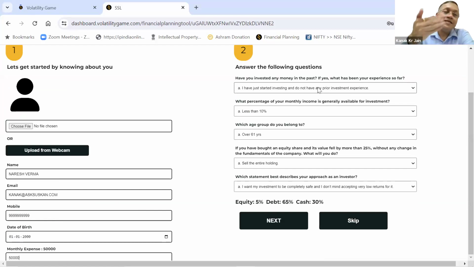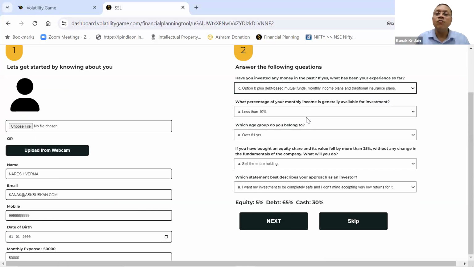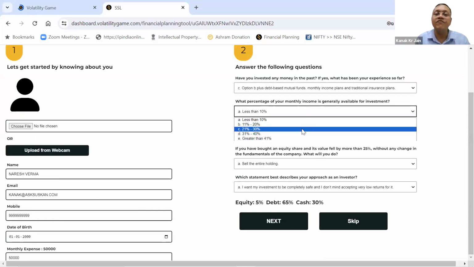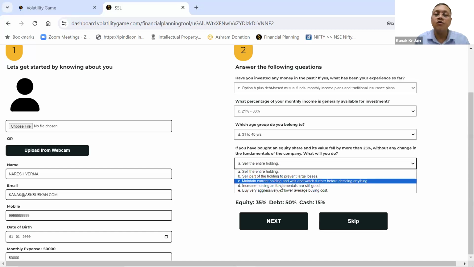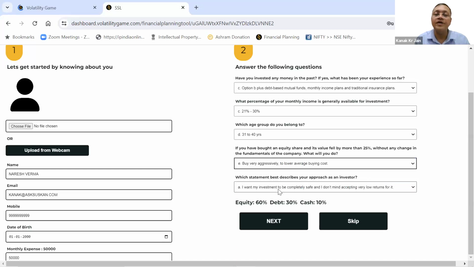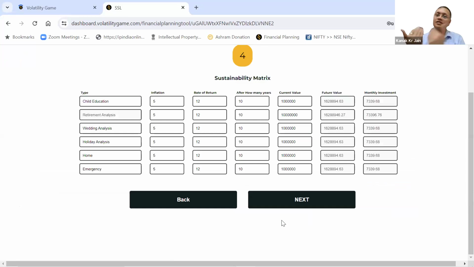Once you have shared this and he is filling up, he will just answer a few questions. How much will you invest? What is your age bracket? And what is the holding? You will become aggressive or you will become very conservative. So this way now you know that 60% equity, 30% debt, and this is like his risk profiling. So you get all this data. So you have actually done a risk profiling for your client.